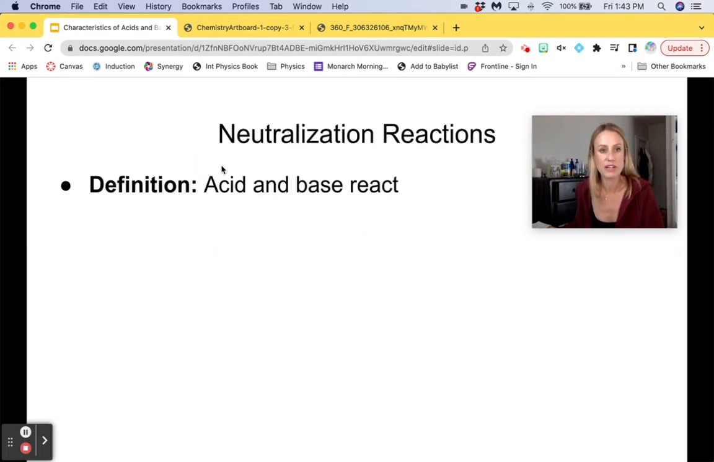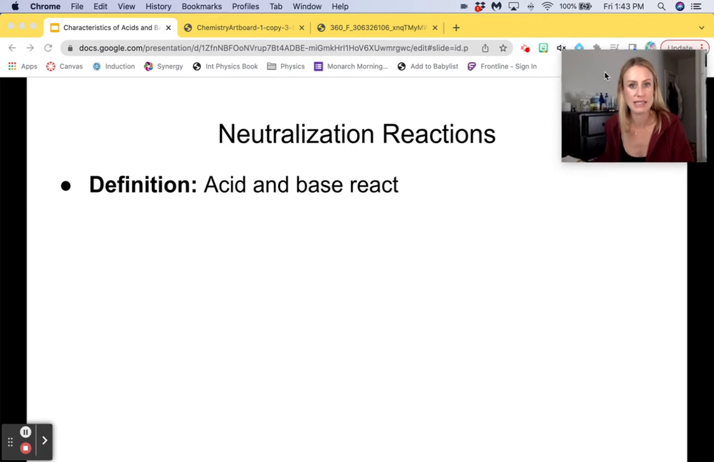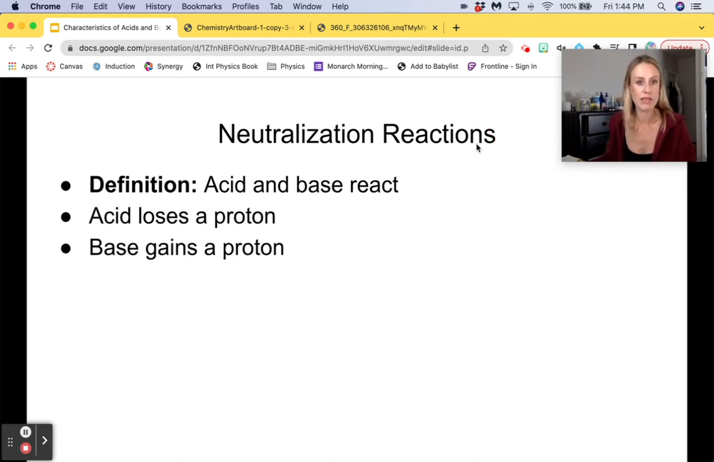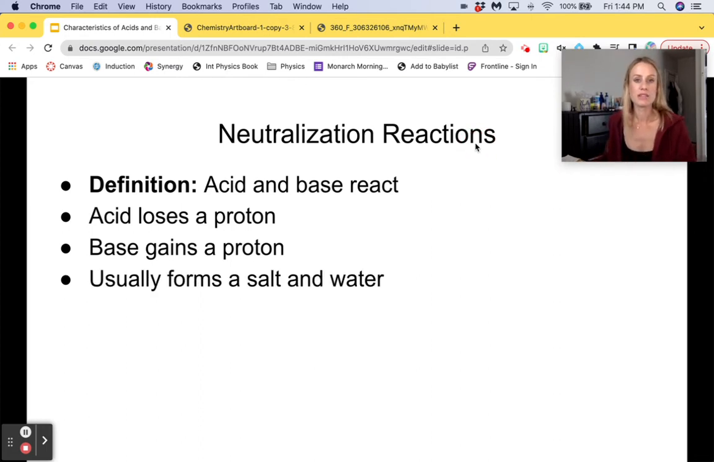All right, so neutralization reactions are going to be when an acid and base react with one another. So in this case, the acid is going to lose a proton or donate the proton, and then the base is going to gain the proton or accept the proton. Now, in these neutralization reactions, usually a salt and water is formed in our products. And what I mean by salt, I don't mean just table salt. Remember, table salt is NaCl, which is a salt. So a salt is an ionic compound. Anything that has a positive cation and a negative anion, that's what we call a salt. So this is going to form a salt and water.